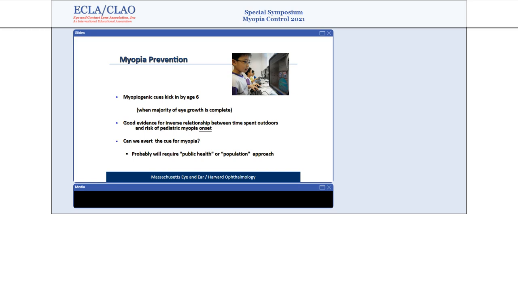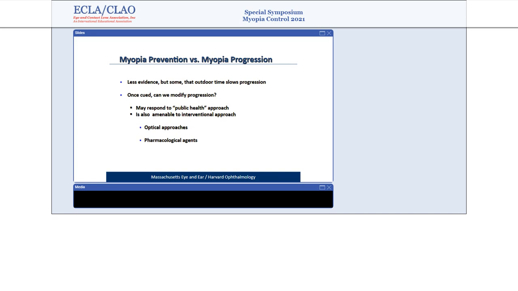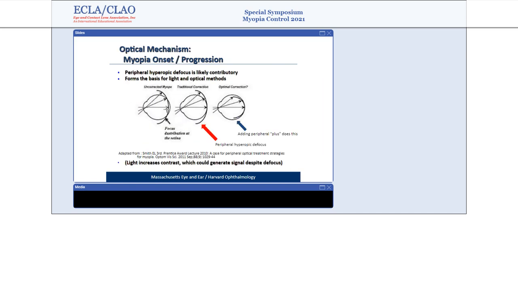Now, to control myopia progression, that's a different problem than myopia prevention. There's less evidence, but some, that outdoor time slows progression. The question is, though, once progression is cued, can we modify it? And although that may respond to public health approaches, it's also amenable to an interventional approach. And the interventional approaches that we know something about, and we'll hear more about this morning, are the optical approaches and the use of pharmacological agents. Again, these are to slow progression. There's less evidence that they have a role in stopping the cue.